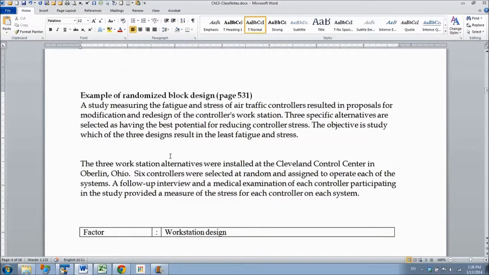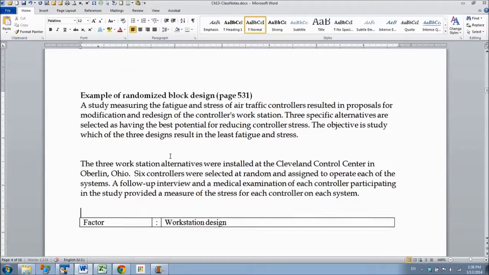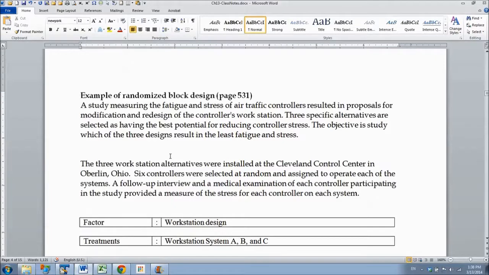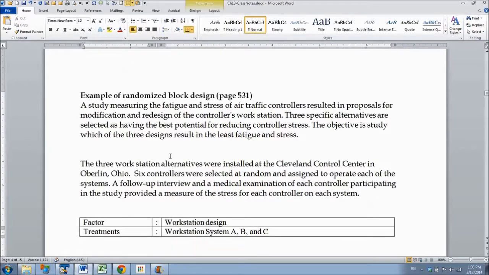So here, the factor under consideration is workstation design. The treatments are the 3 designs: system A, system B, and system C. The block factor here is the 6 controllers. There are differences among the 6 controllers in the way they feel fatigue and stress.